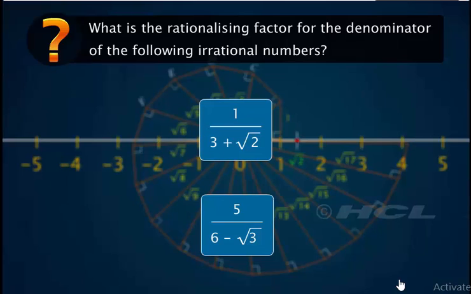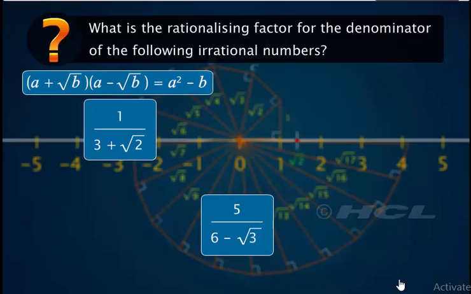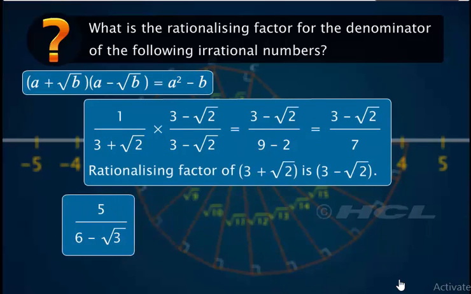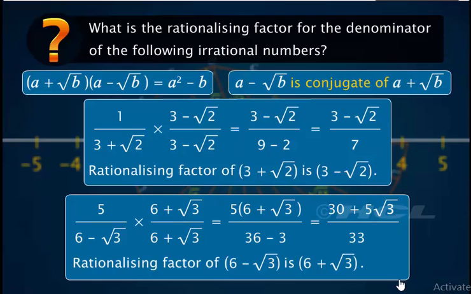Now, what is the rationalizing factor for rationalizing the denominator of these numbers? Recall the identity a plus square root of b into a minus square root of b is equal to a squared minus b, which is a rational number. So, the rationalizing factor for the irrational numbers of the form a plus root b is a minus root b, which is known as its conjugate.